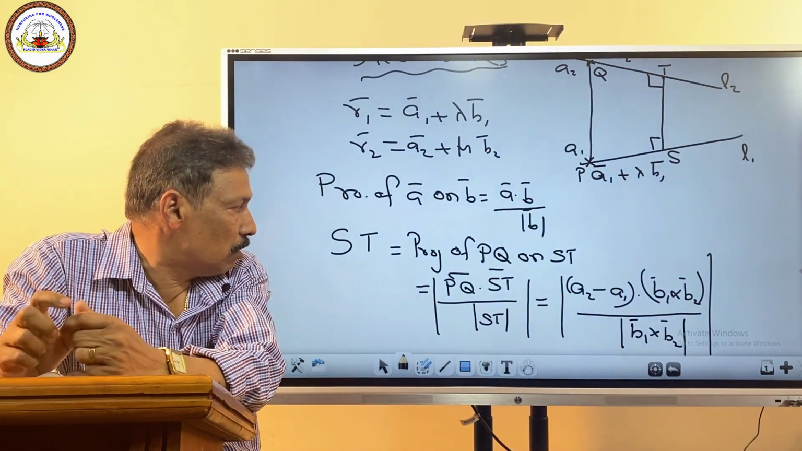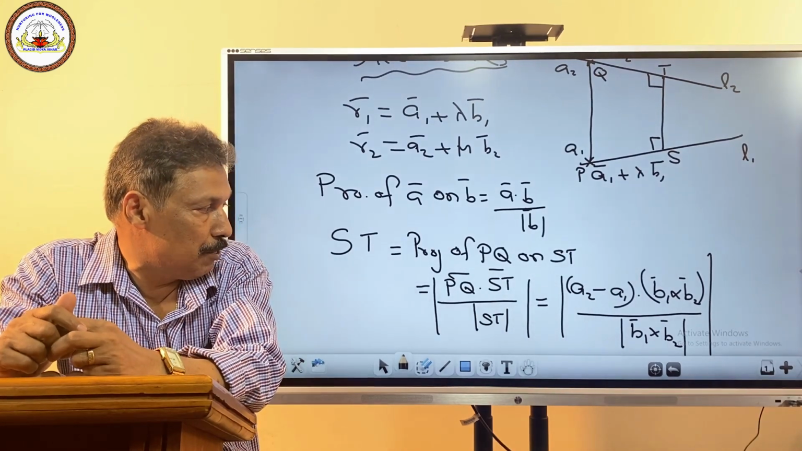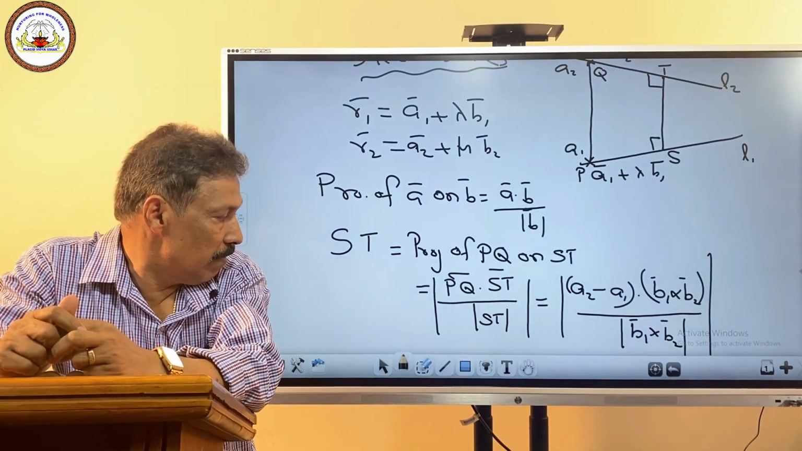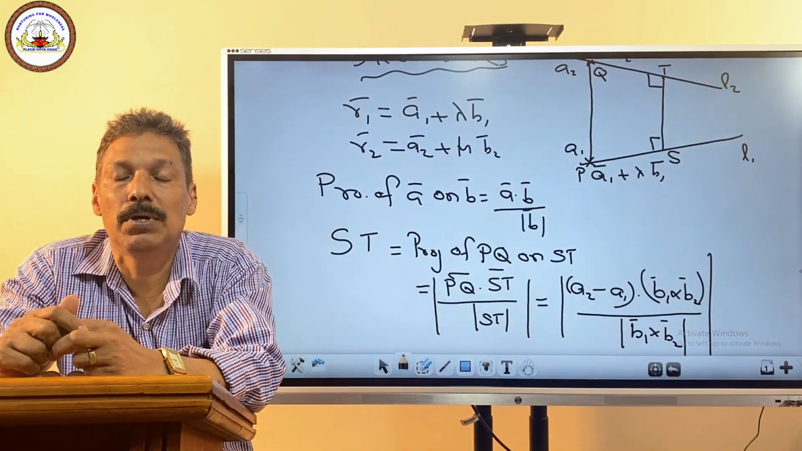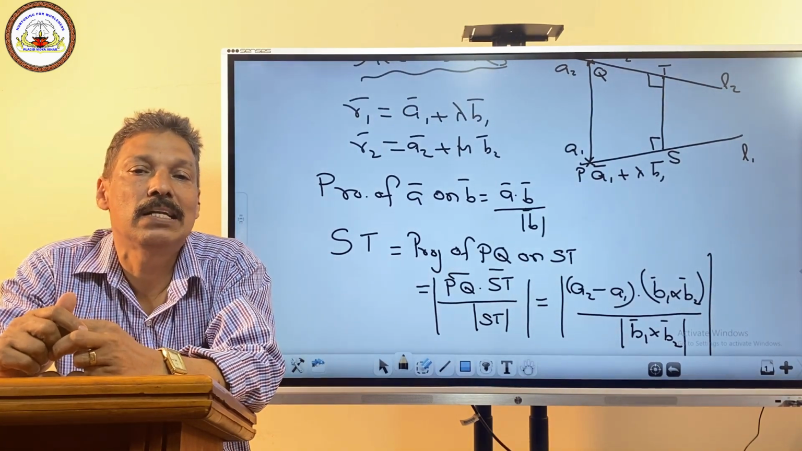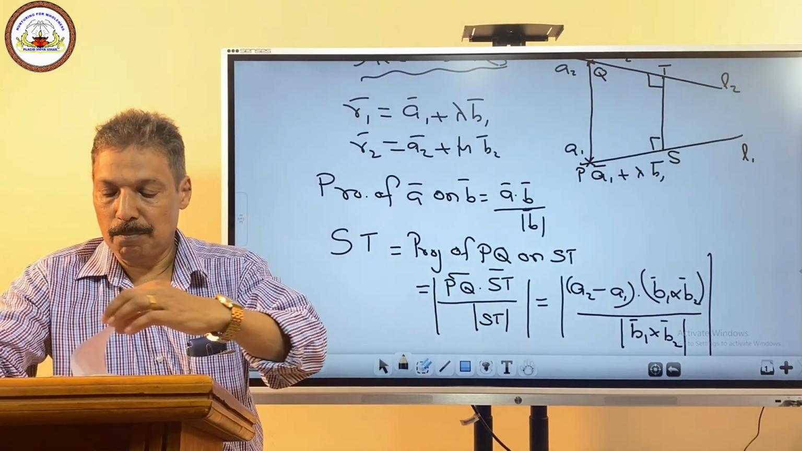That is, the shortest distance between the given lines is given by the formula: A2 minus A1 dot B1 cross B2, all divided by the modulus of B1 cross B2. We apply this formula. It is a very important formula in our second year topic. Using this formula, we can do some problems.